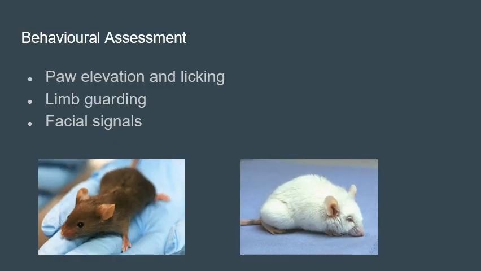Pain can also be assessed in animals through behavioural signals, such as paw elevation and licking, limb guarding, and facial signals. The images below show the physical signs of pain and injury in mice, such as closed eyes, hair standing up, and ears facing forwards. In rats and mice, these facial responses are measured by the grimace scale. Although more accurate measures of pain than quantitative methods, the issue with behavioural assessment is its subjective nature and the difficulty in quantifying the pain response.